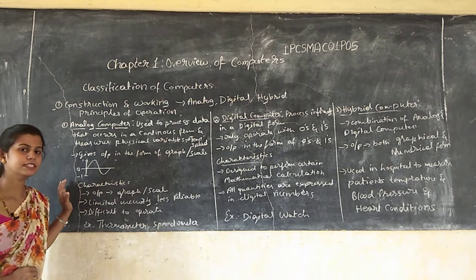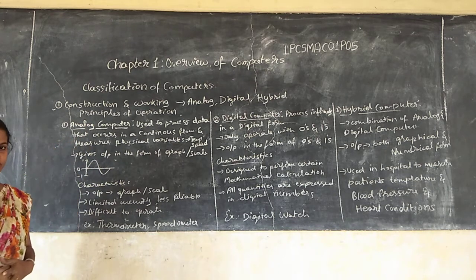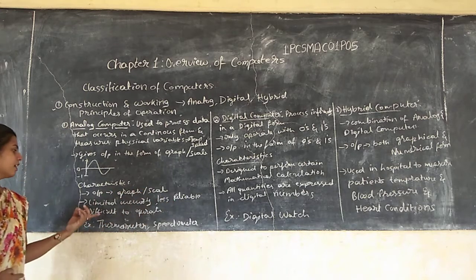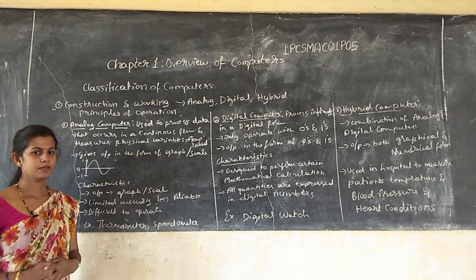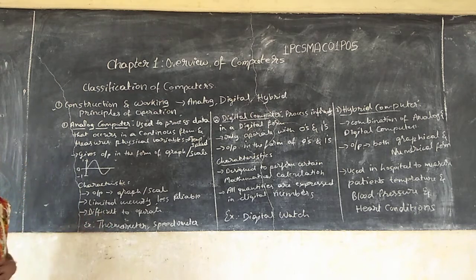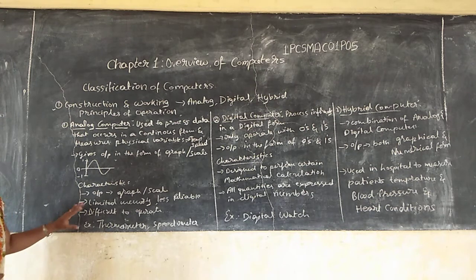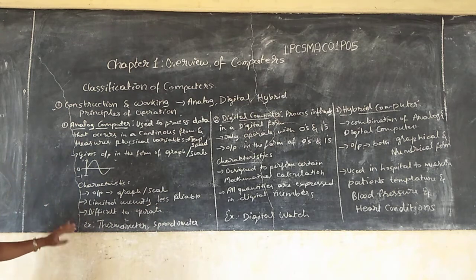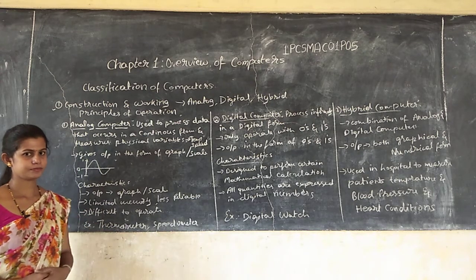It will give the output in the form of graph or scale. Very important question: what is analog computer? So, some of the characteristics of analog computers are it gives the output in the form of graph or scale, and it is having limited memory and less reliable because it is difficult to use or operate. These analog computers are difficult to operate, and it is having limited memory and less reliable. Some examples for analog computers are thermometer and speedometer.